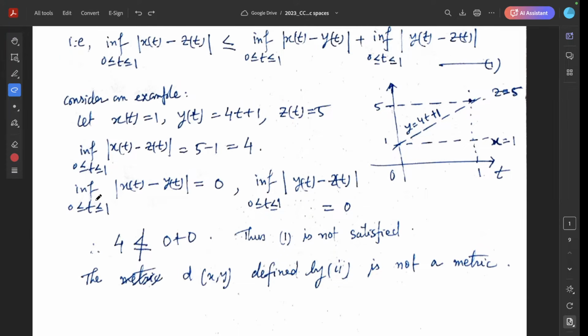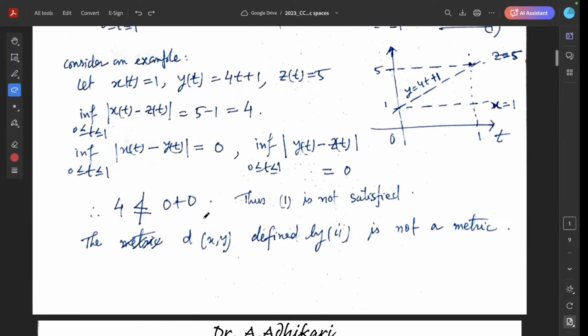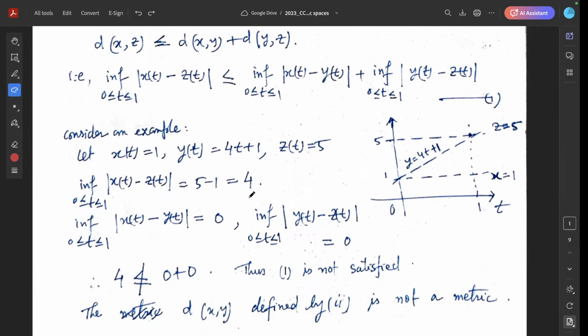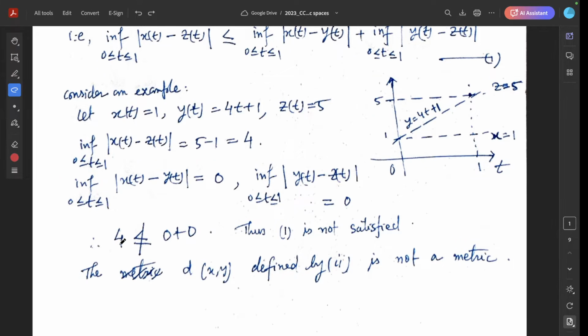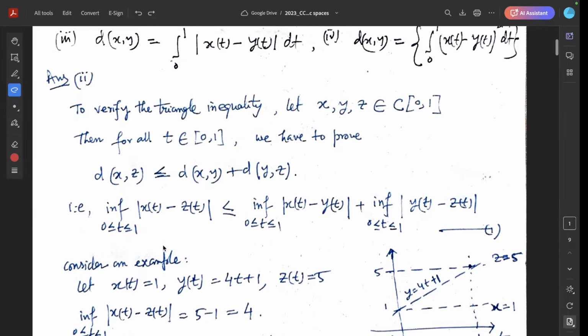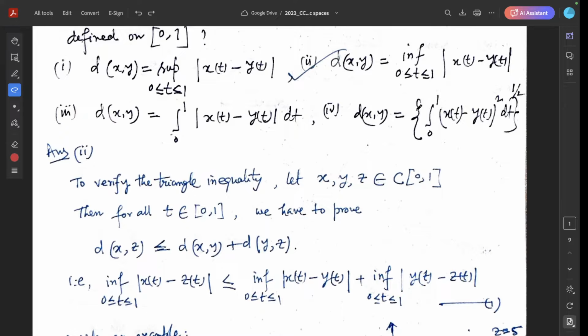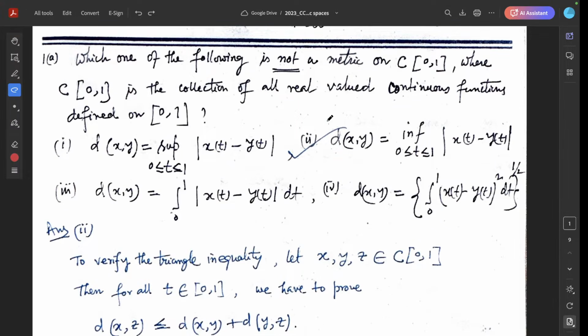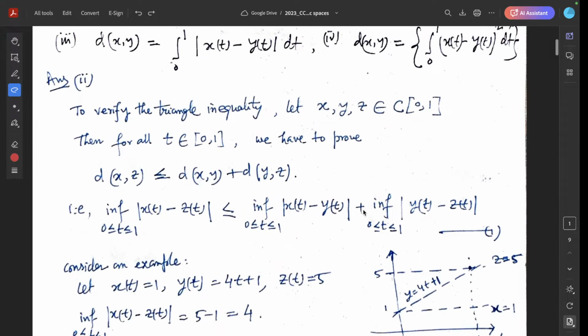And the infimum of |x(t) minus y(t)| is 0, and the infimum of |y(t) minus z(t)| is also 0. So the infimum of |x(t) minus z(t)|, which is 4, should be less than or equal to 0 plus 0. That does not hold, since 4 is not less than or equal to 0. So the triangle inequality is not satisfied for this definition of d(x,y). So the correct option is the one that is not a metric; the other options 1, 3 and 4 are all metrics on C[0,1].